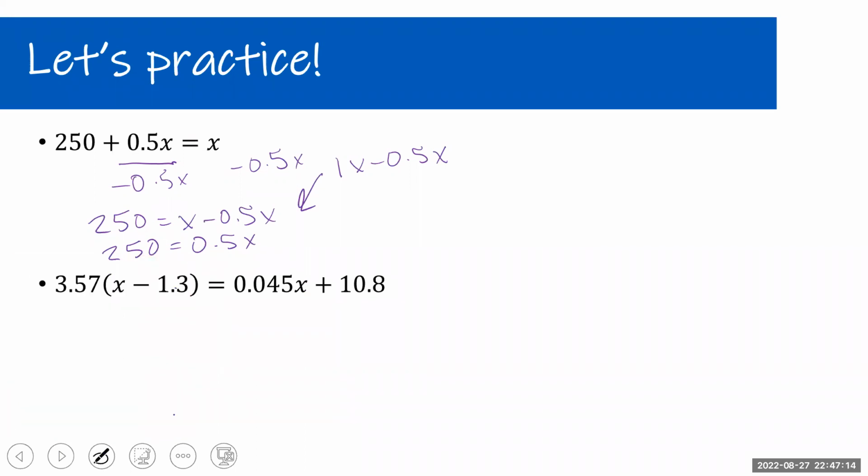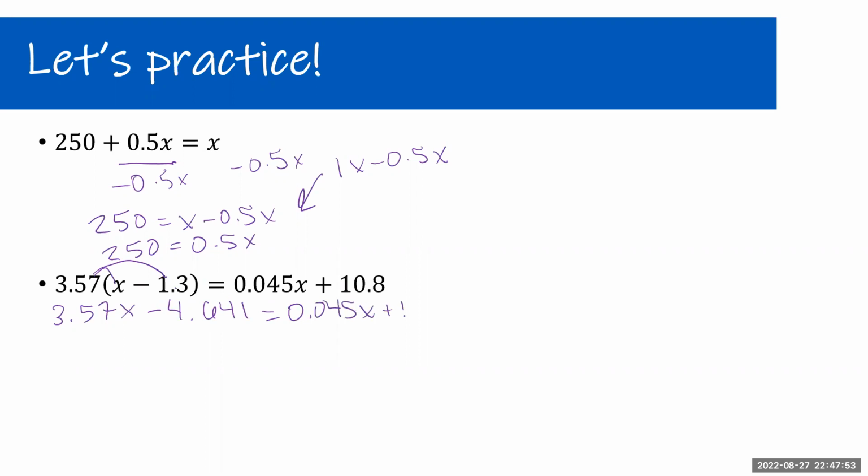Okay. So now we have 3.57 times the quantity of x minus 1.3 equals 0.045x plus 10.8. To solve this, I would certainly distribute that 3.57 first, okay? So I would multiply this times this times this to get a solid answer. So this is going to give us 3.57x minus, now be careful, remember that minus goes there. If you use your calculator, you get 4.641. And then we know that it equals 0.045x plus 10.8.